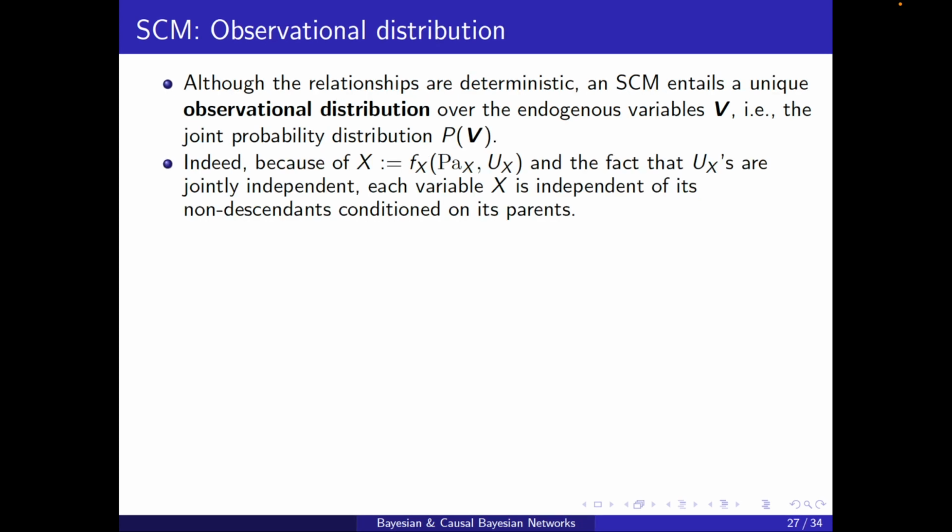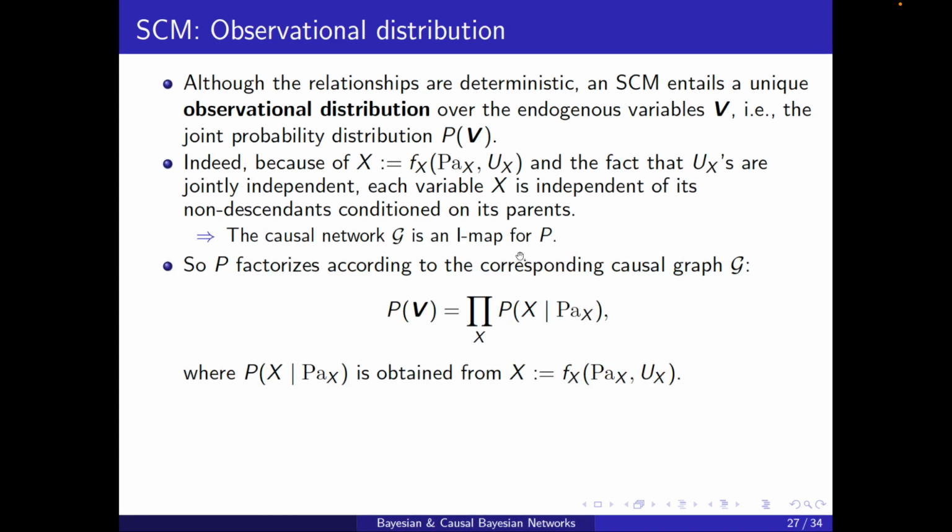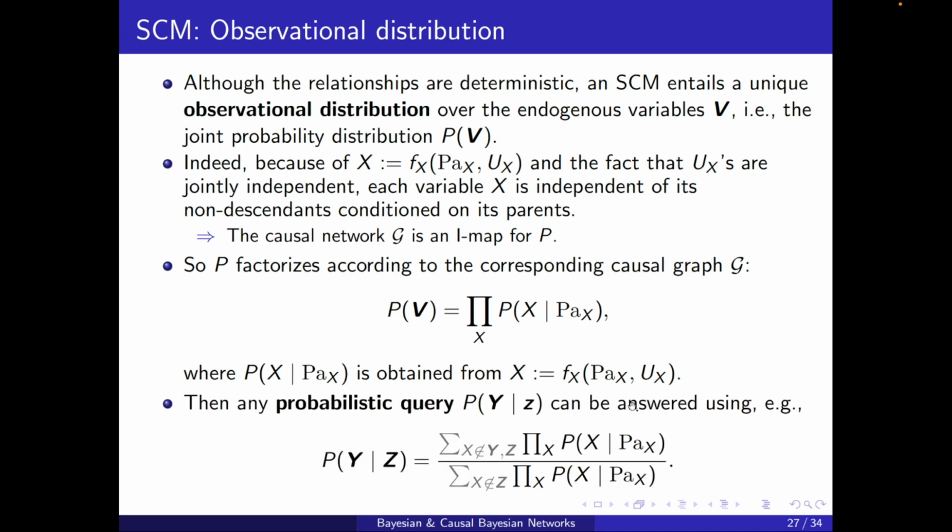Well, okay, what does this imply? Back to chapter 1. Well, this means that the causal network G that we just defined is an IMAP for P. So P factorizes according to the corresponding causal graph. So I can write down this Bayesian network factorization where P is obtained from these parents, the functional definitions for each node. Okay, so how can I get them? I can get them from here. Again, we will see an example soon.